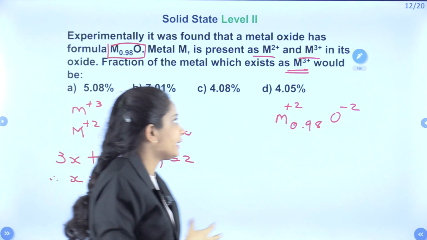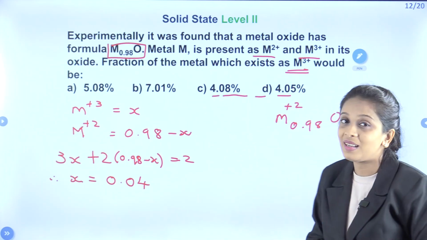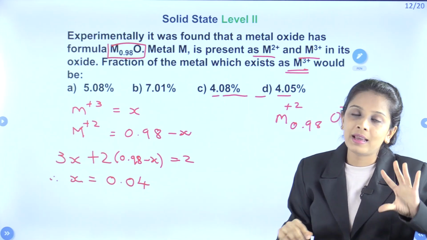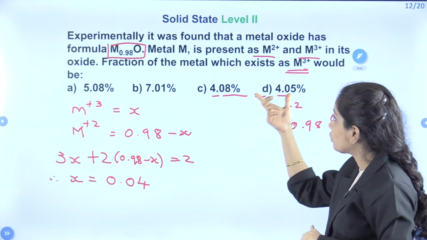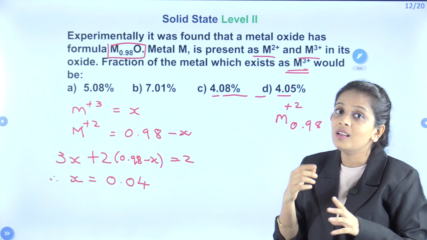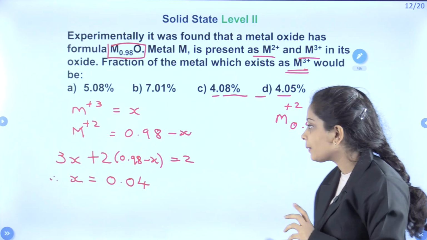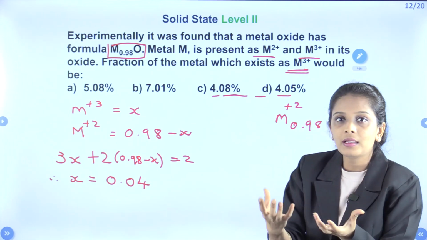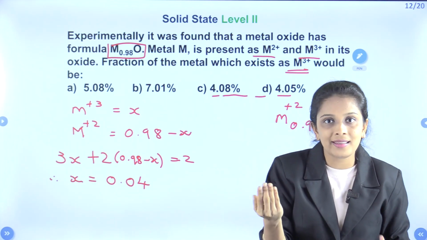Now, if the options were not very close, I would have told you to directly mark the option and go ahead. But as both options are very much near to each other, we need to solve further, as they have asked the percentage value. So how do we take percentage? The value upon total value into 100, yes or no?